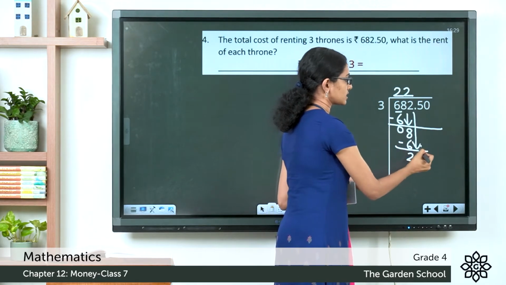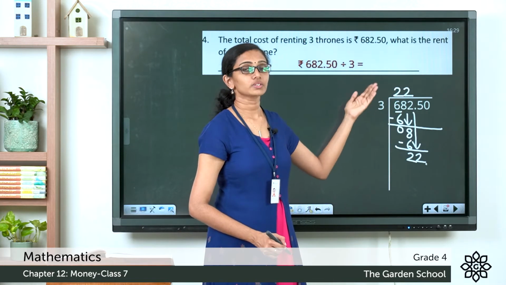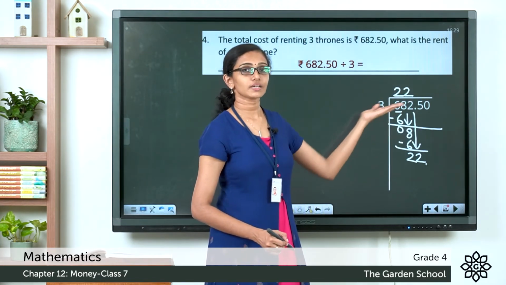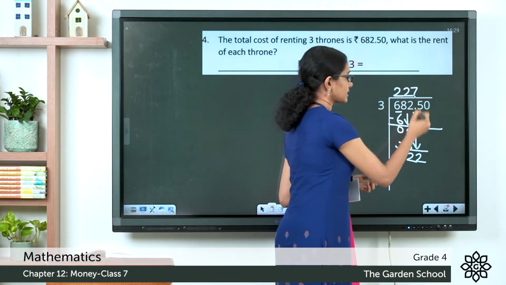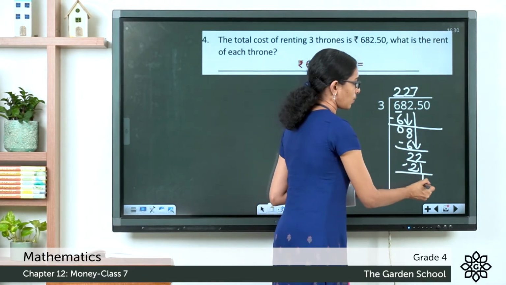Bringing down the next digit, we have 22 now. 22 divided by 3. We know 3 7's are, just recite the table of 3 and you get 3 7's are 21. So let's write 7 here and write 21 here. Now subtracting the numbers, we have 1 here.